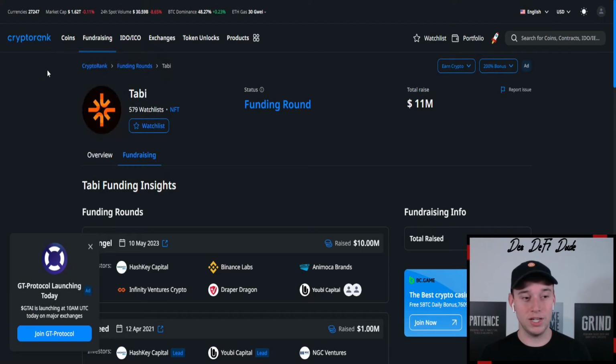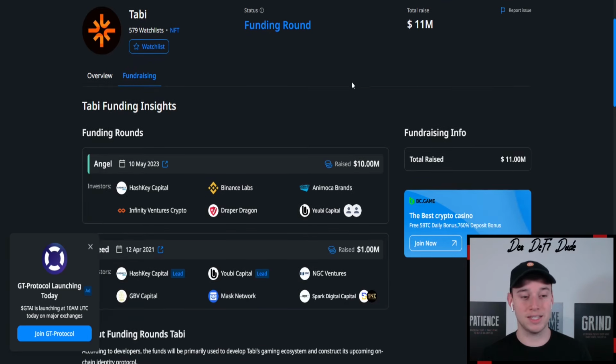And why you want to do that is pretty simple, because if you take a look at the raw numbers here, we have 11 million in raised funds, and investors here are very well known. We have Hashkey and Binance Labs, which are tier one venture capitals, and we also have Animoca Brands, which is pretty popular. So definitely don't fade Tabby. I have a feeling that this will be a very, very big one.